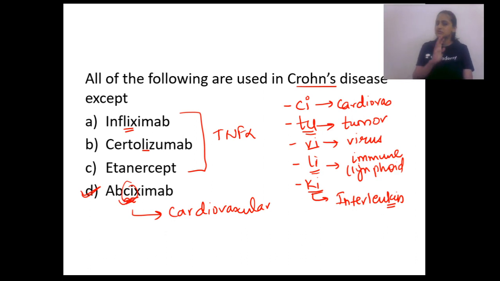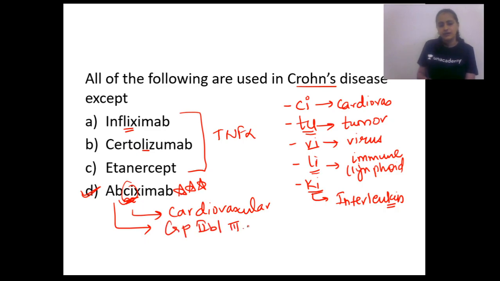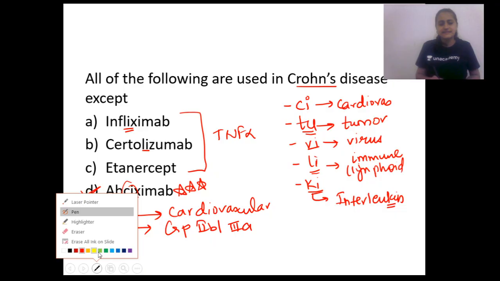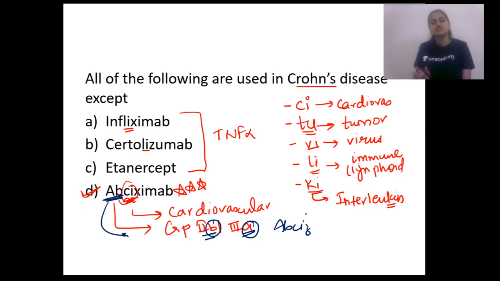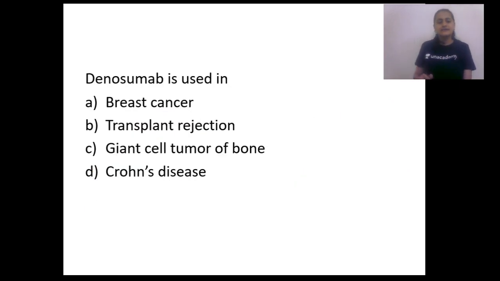Abciximab is cardiovascular, so it will not be used in Crohn's disease. This abciximab, very frequently asked, is a monoclonal antibody against GP2B3A, which is responsible for platelet aggregation. And that is how it prevents ischemia. So GP2B3A, abciximab, you can remember by the spelling itself, which has A and B. So it is used against 3A and 2B. So A and B is abciximab. So abciximab is against GP2B3A. Remember that.